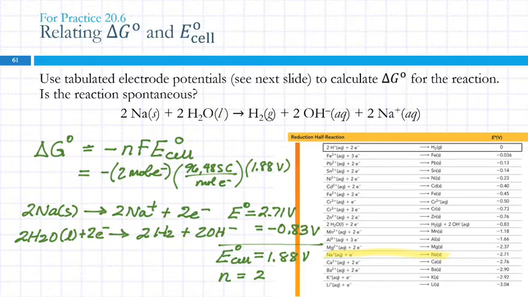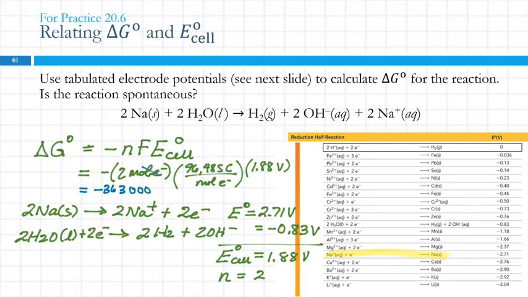And I've left myself nowhere to write the answer. I'll squeeze it in here. I'll make it blue. So negative 2 times 96,485 times 1.88 is negative 36... I'm just going to round it a little bit here. 3,000.